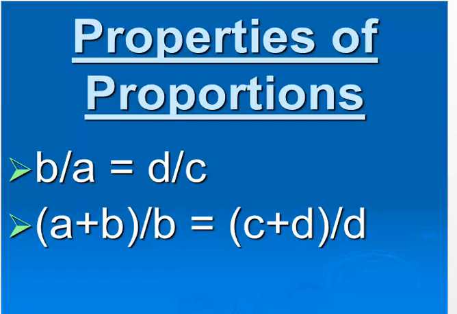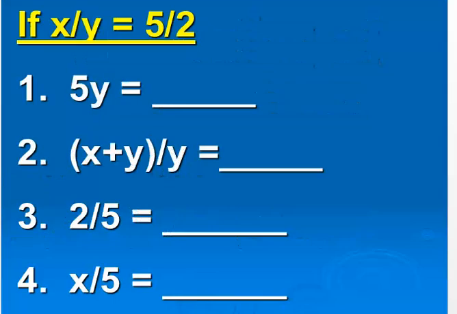Our fourth property lets you add the denominator of each ratio to the numerator, and the proportion remains equal. So again, we were given A over B equals C over D. Therefore, A plus B over B equals C plus D over D. Let's look at some examples that apply these four properties.